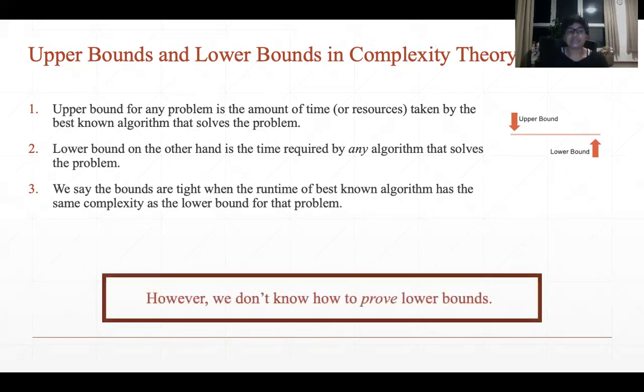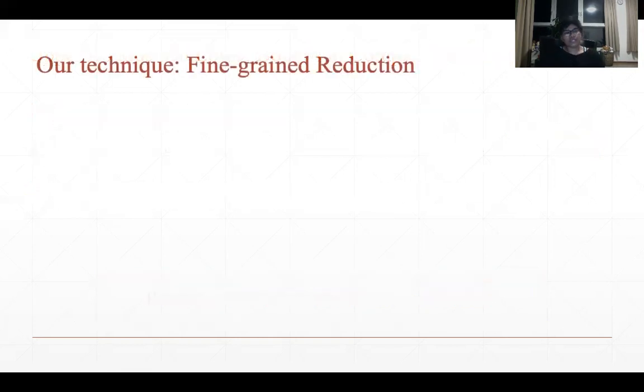But the unfortunate situation is that we do not know how to prove lower bounds. So how do we know whether the upper bound that we have is optimal or not? So we resort to a technique called fine-grained reduction. Though it is fairly recent in the quantum setting to prove fine-grained results, it's an old method known in the classical setting. But let me just briefly describe what fine-grained reductions look like.